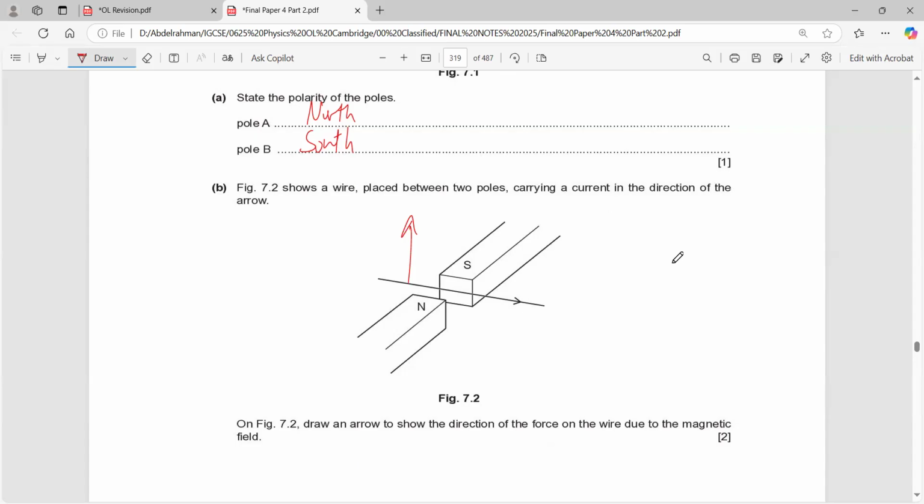So the force would be upwards. Okay. That's it for today.